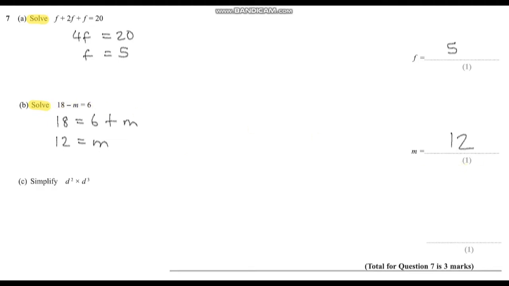Okay, and then the last part of this question, simplify d squared multiplied by d cubed. Now this is one of our laws of indices. So when we multiply things with the same base, we add our indices together. So d squared multiplied by d cubed is going to be d to the power of 2 plus 3. 2 plus 3 is 5, so this is just d to the power of 5. So that's our answer, d to the power of 5.